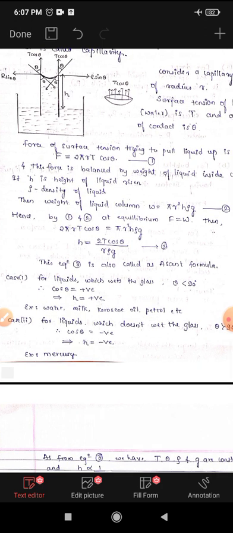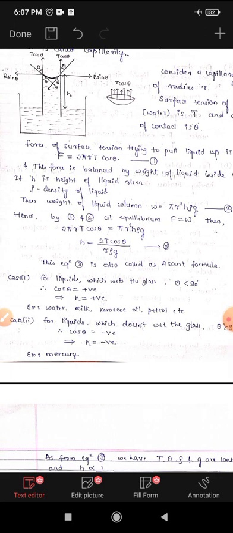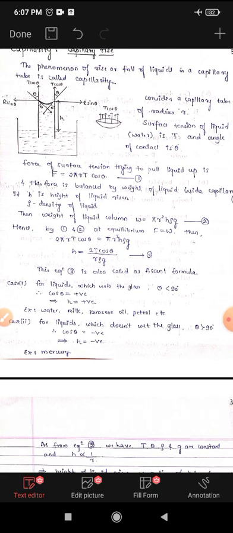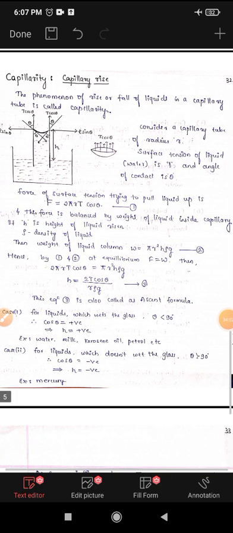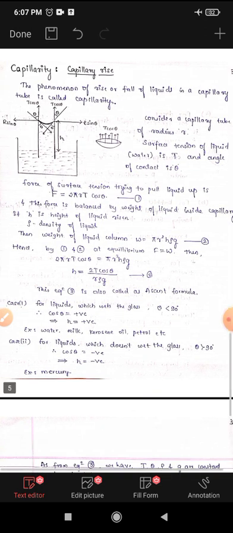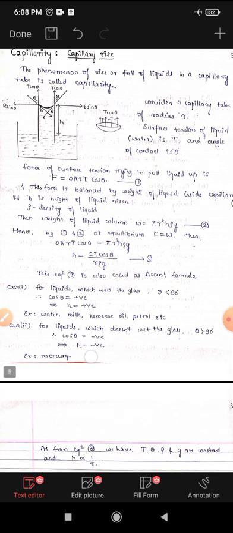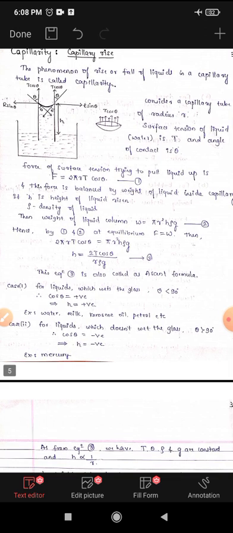These all are liquids, the height of the capillary rise will be positive. And next, for the liquids which don't wet the glass, we have the angle of contact theta as obtuse, that is theta is greater than 90 degrees. For that, the cos theta value will be negative. So because of cos theta negative, the height of the rise in the capillary will be a negative value. And the example for this type of liquid is mercury.